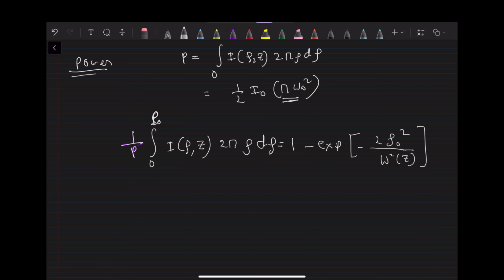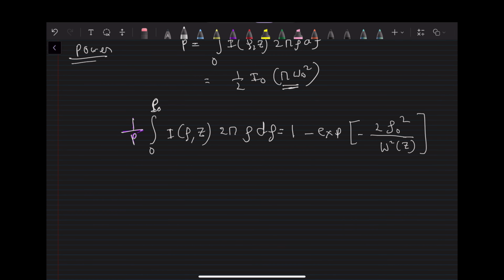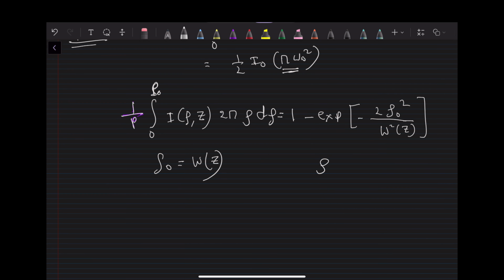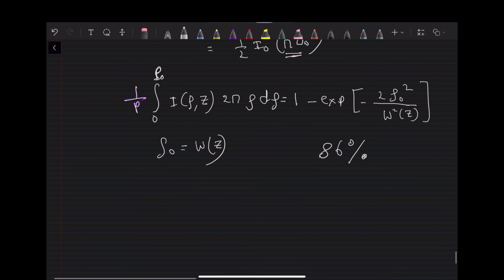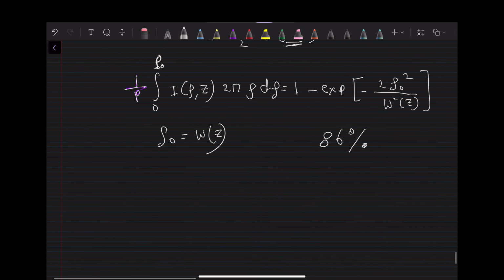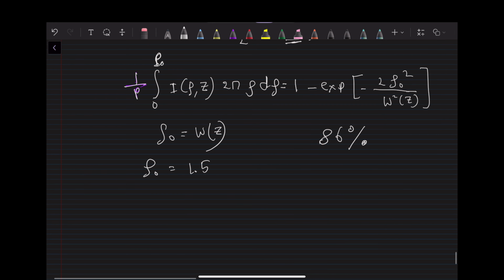within a certain area. Suppose you are looking at rho equal to the beam waist. Then from here you will see only 86% of the power is inside. That's very important, right? So as your detector size increases, your power measurement will be different. So you need to know exactly how much power you will be measuring. Then if your rho naught is maybe 1.5 times the beam waist, then you will measure like 99% of the power. So this way you can find out.